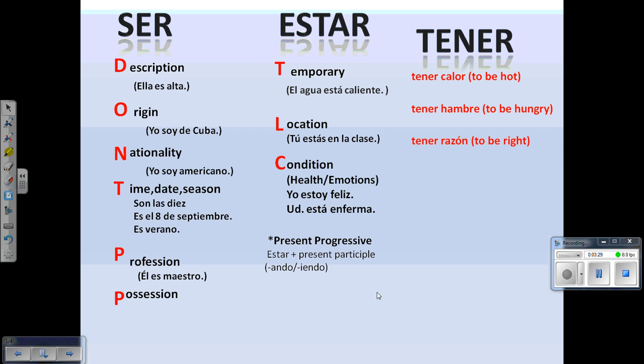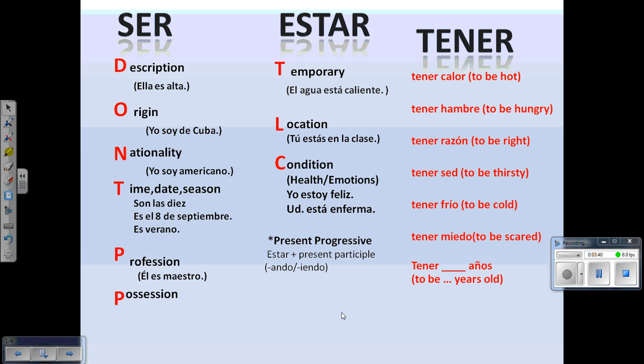Tener razón, to be right. Make sure you write the accent mark on there. Tener sed, to be thirsty. Tener frío, accent mark over the I. Tener miedo, to be scared. Tener 15 años. Okay, so you cannot use ser or estar with these. You have to use tener, and tener in this situation means to be.